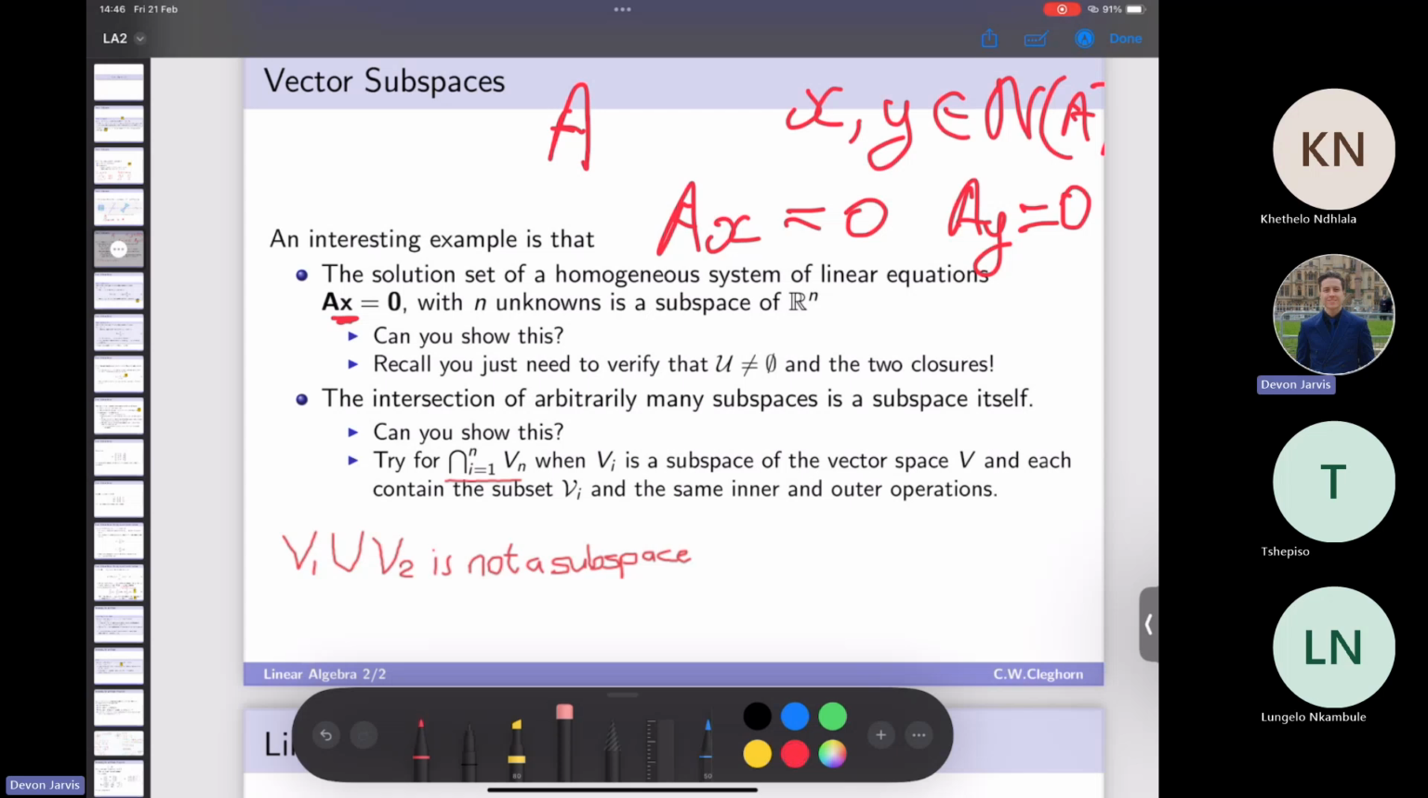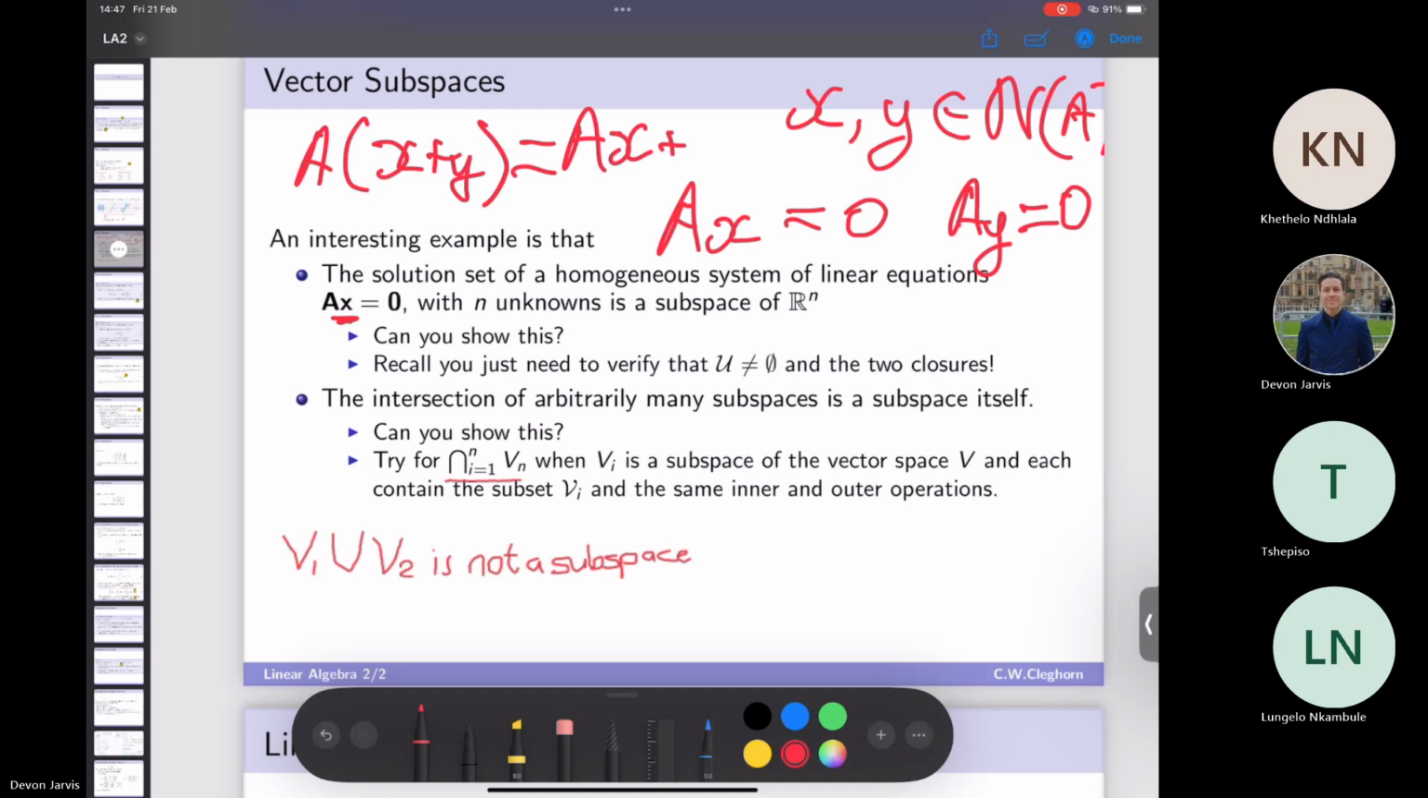Okay, so let's prove this. I'm going to make myself some room. Okay, so if I take x plus y, multiply it by A, we know that it satisfies distributivity. So A times x plus A times y gives me 0 plus 0. Okay, so the inner operator holds. How about the outer operator?